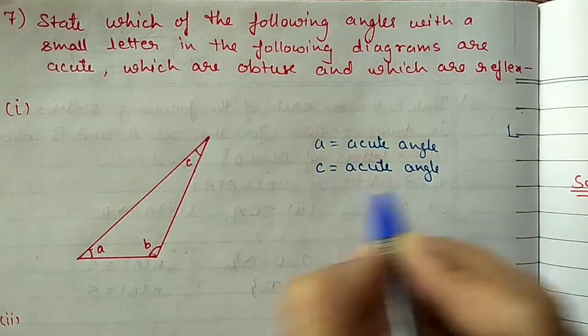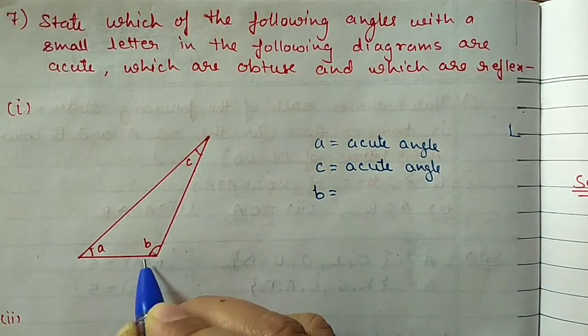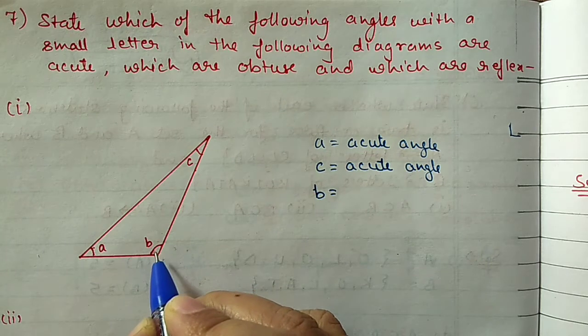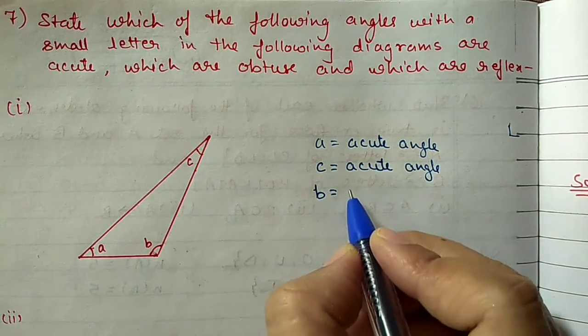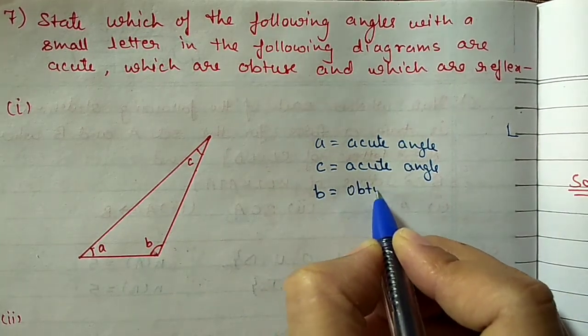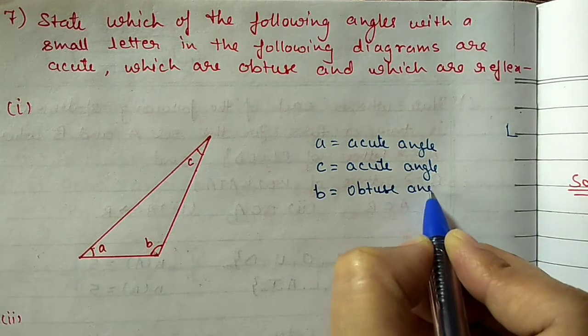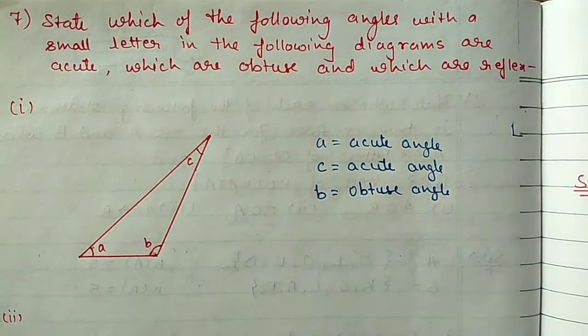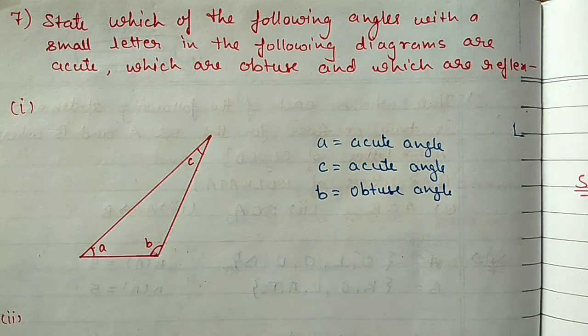And if we talk about B, this B is more than 90 degree, like this it is more than 90 degree. So this is an obtuse angle. And if you are having some doubt, you have a protractor. With the help of a protractor you can measure and write.